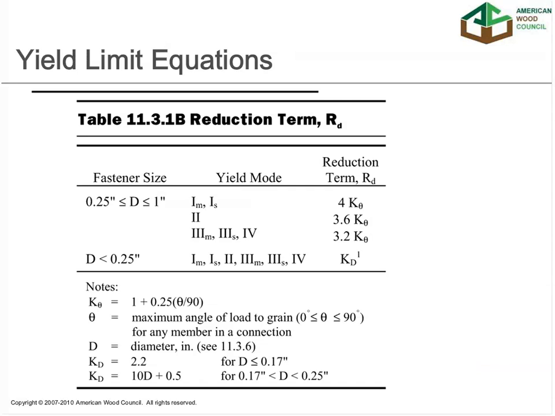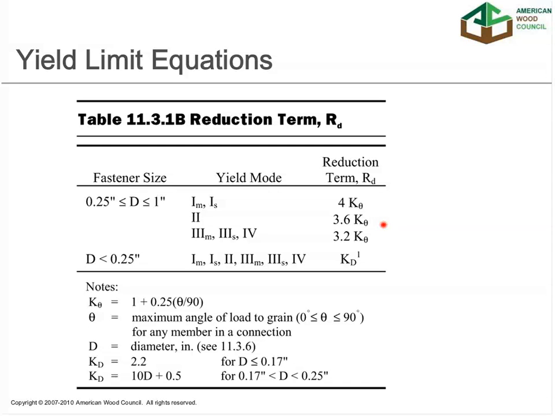The reduction terms are shown in another table, 11.3.1b, and they are different for the different yield modes and for different fasteners. The reason for that goes back to the legacy versions of the NDS. 1986 and earlier editions of the NDS were all empirically based for connection design. There were no equations, and so the values were tabulated empirically based on tests. When we developed the yield mode equations, we tried to harmonize those with those earlier versions of the NDS. And so we ended up with different reduction terms.